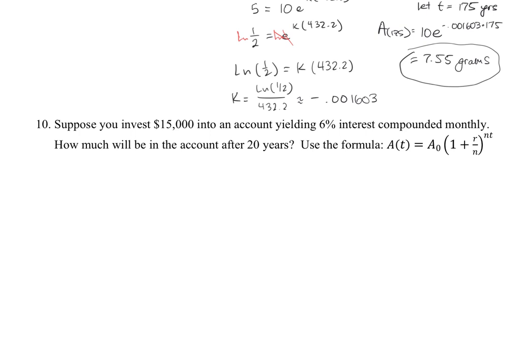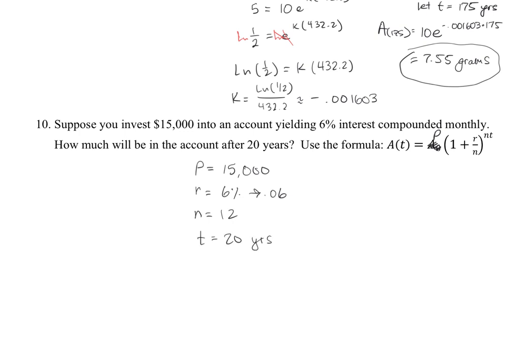Question 10, we have now a compound interest that's compounding monthly. So we're going to use this formula here where the principal investment, that should actually be a P for principal investment. Principal investment is $15,000. The interest rate is 6%, which is 0.06. The number of compounding cycles per year is 12 because it compounds monthly. And then the time is 20 years.